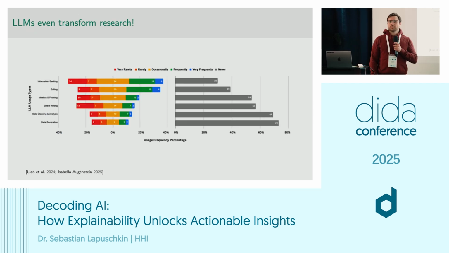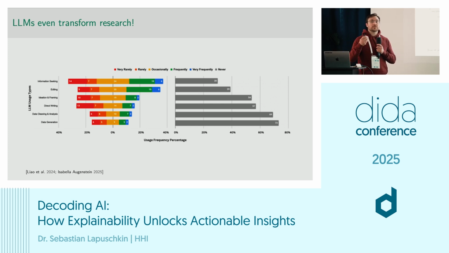This also has an impact on research, right? Which means that in the field of research, people also use large language models to edit their texts, proofread, but also search for information in the first place.